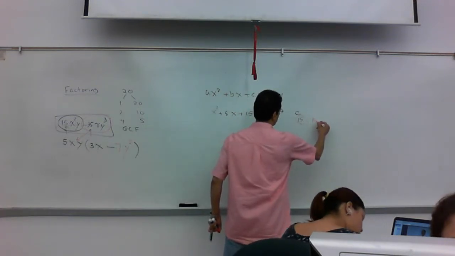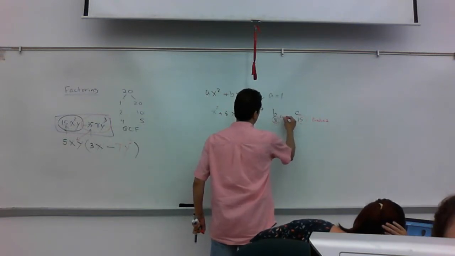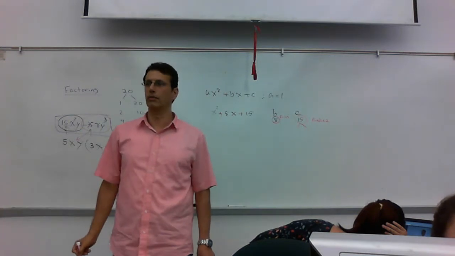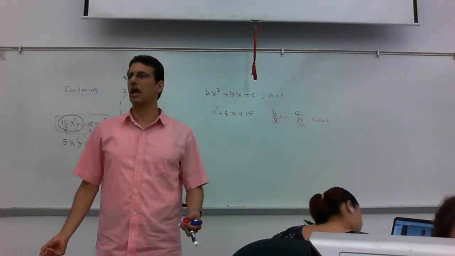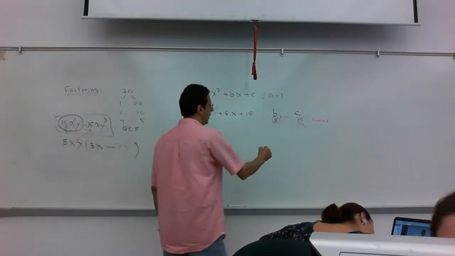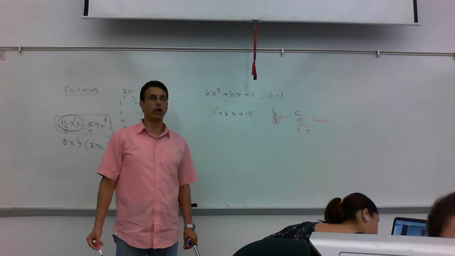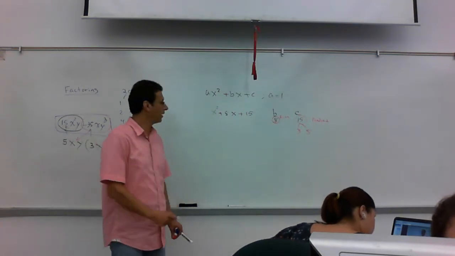Product must be 15. And what are we looking for here? Sum. For example, we can say 1 times 15, right? But the sum, is it 8? Nope. Anything else comes to mind? 3, 5. So if I said 3 and 5, we can see the product is C and the sum is B. Does that work for everybody?